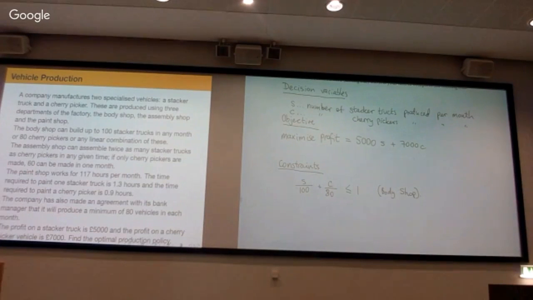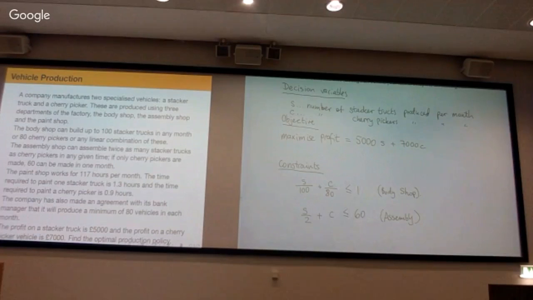Okay, then you've got the assembly shop. You can make at most 60 cherry pickers. Or you can make twice as many stacker trucks. Or it can make a linear combination of these. So if you put S divided by 2, and that's the constraint.